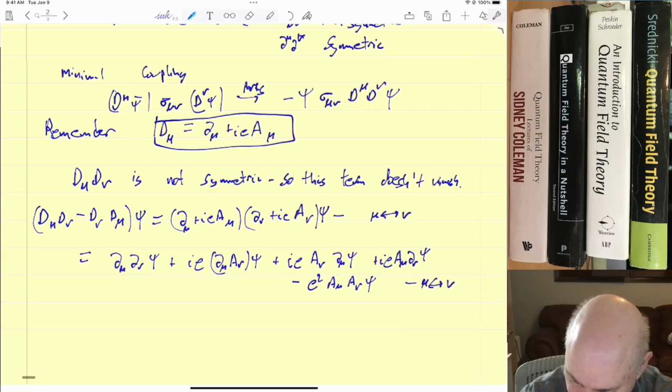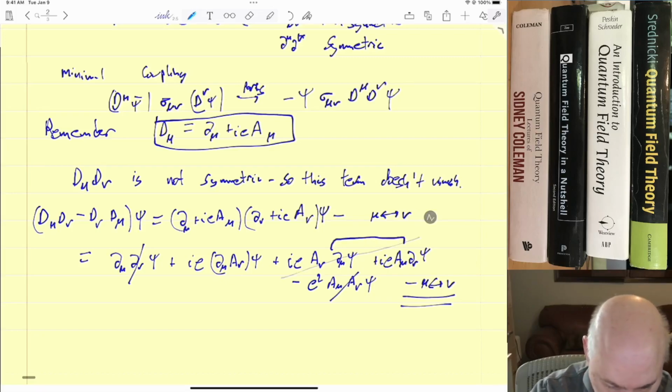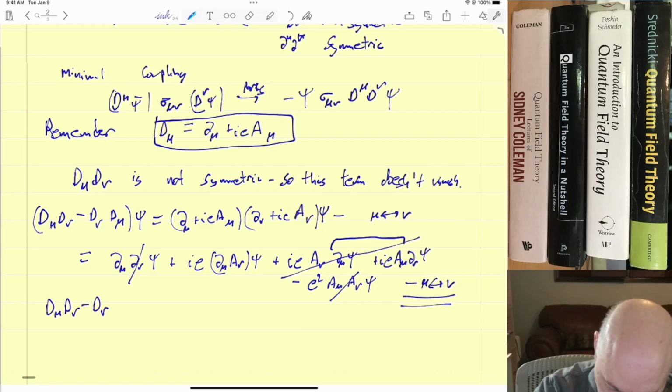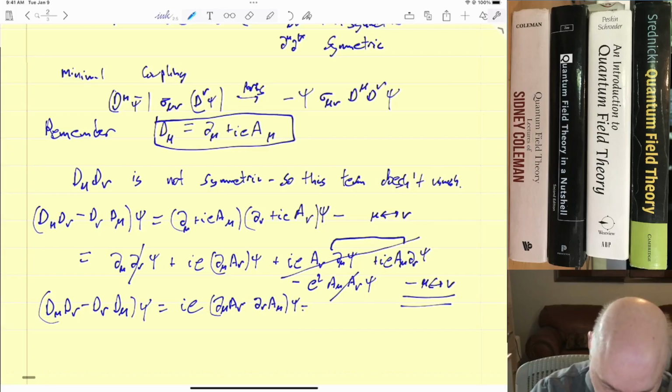Now, because of the minus mu goes to nu, anything that's symmetric in this vanishes. So this vanishes. This vanishes. These 2 terms are symmetric, so they vanish. And we're only left with d mu, d nu minus d nu, d mu psi is equal to IE partial mu a nu minus partial nu a mu psi, which is equal to IE f mu nu psi.